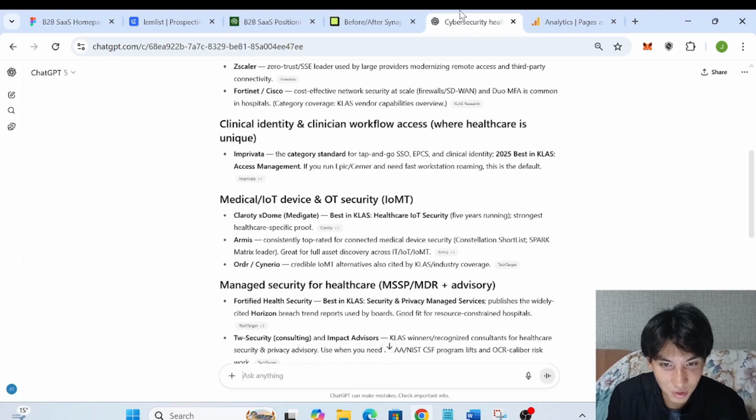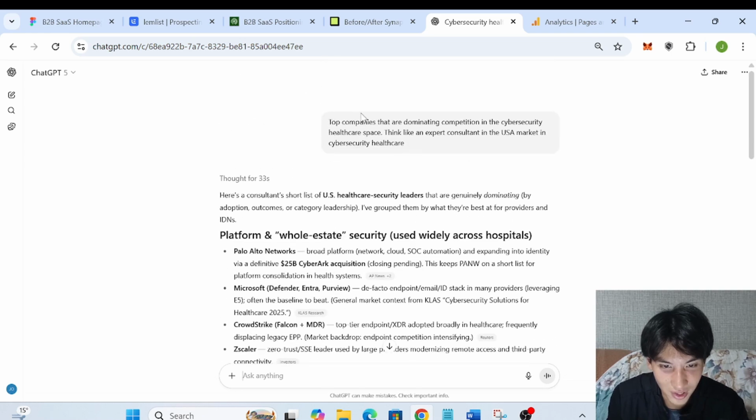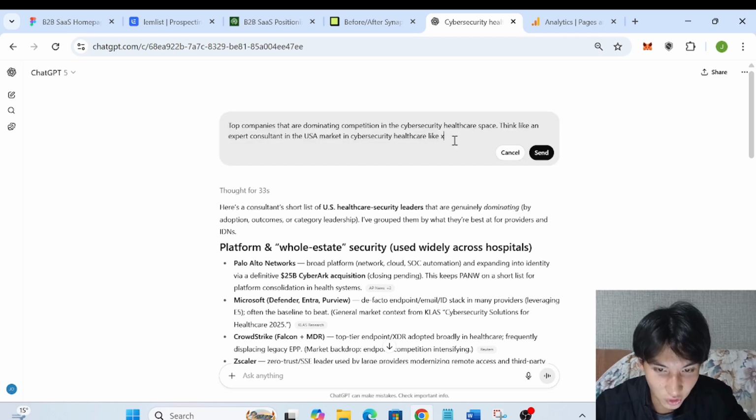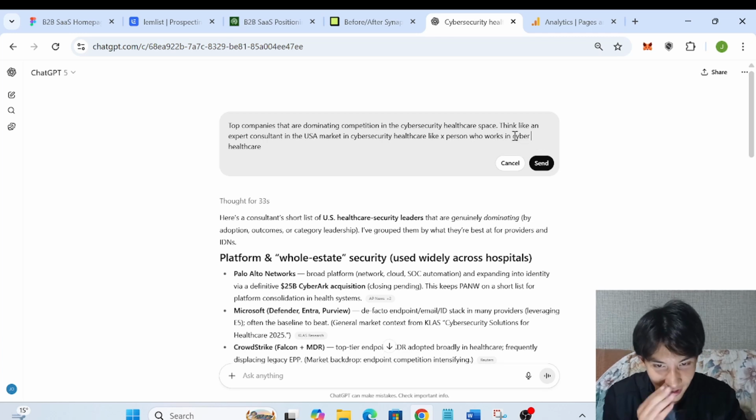Now, a really good way to put this into context is, for one, I really like this prompt: Think like an expert consultant in X market, whatever your target market is. And then you could say, and then insert the name of a person, like X person who works in cybersecurity or healthcare. And then you could also kind of reverse engineer that.